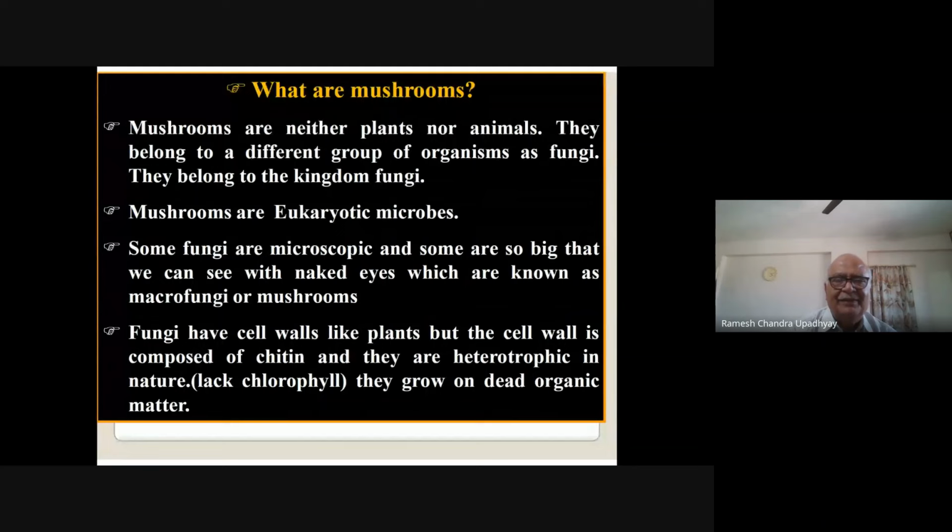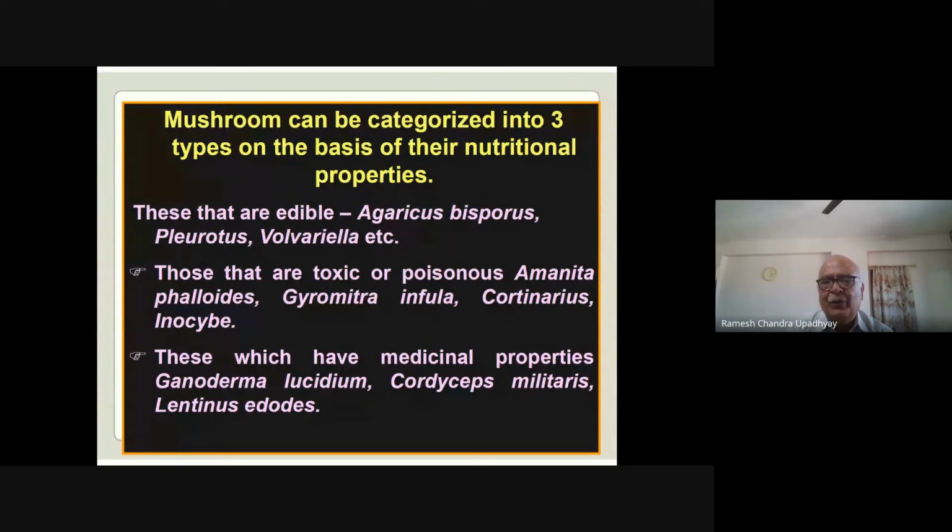So on the basis of their edibility or their nutritional property, we can define three basic groups. Some mushrooms are edible, just like Agaricus bisporus, which we call button mushrooms. Another, Pleurotus, is known as oyster mushrooms, and Volvariella volvacea, paddy straw mushrooms. There are so many mushrooms, Stropharia, Auricularia, Lentinus, they are all edible mushrooms. Then there are toxic mushrooms, just like Amanita phalloides. If a person consumes 10 to 25 grams of this poisonous mushroom, he will die. Gyromitra, several species of Cortinarius, Inocybe, they are toxic or poisonous mushrooms.